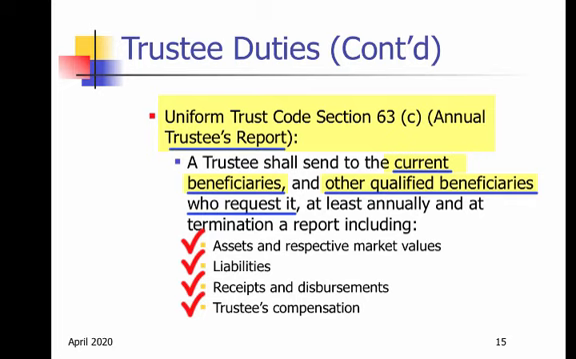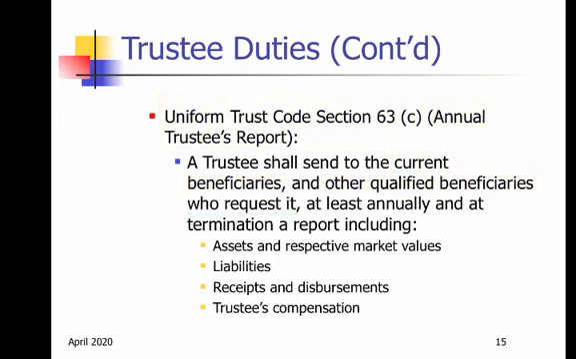The distinction between current beneficiaries and other qualified beneficiaries makes a difference in how the notice requirements are applied. For example, current beneficiaries are entitled to the annual report described above, even if they do not ask for it. Other qualified beneficiaries are entitled to the annual report only if they ask for it.